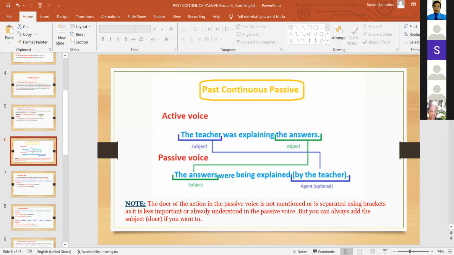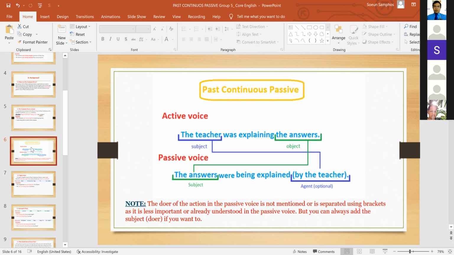Yes, past continuous passive. You see, the first one is the active voice: the teacher was planning the answer. This one is the past continuous. So when we want to change it to the past continuous passive, we need to find the object in the sentence. So we need to know which one is the object. You see, the answer is the object.